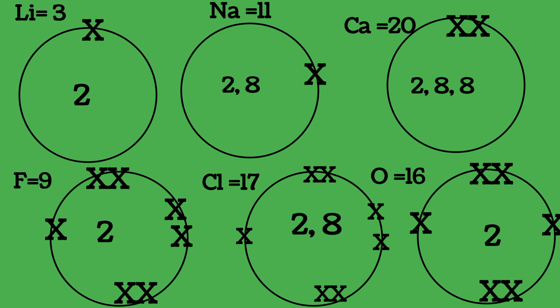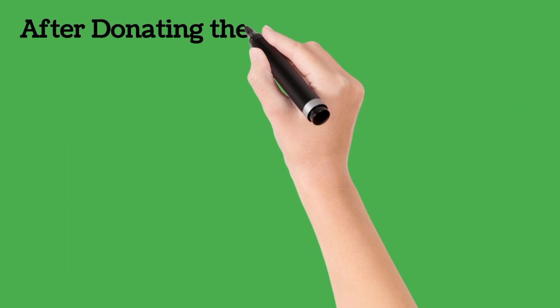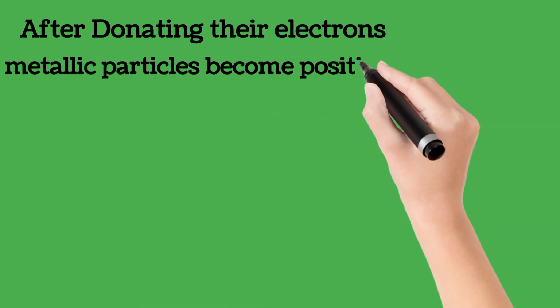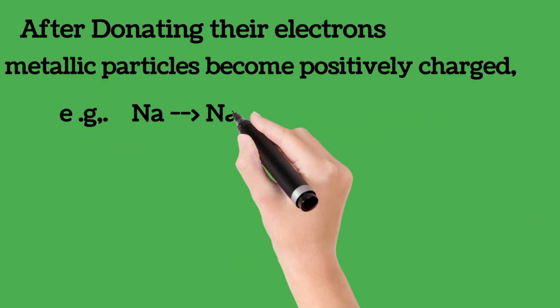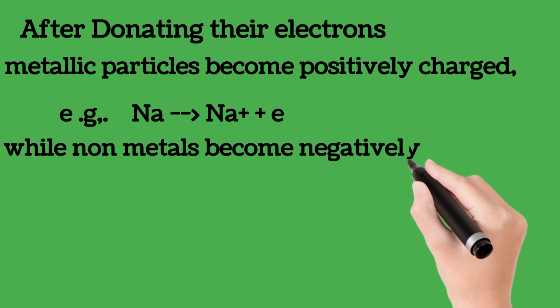O2 minus. So in all of this, this is what happens. If you have less than 4 electrons, you prefer to give out electrons. If you have more than 4 electrons, you prefer to accept what? Electrons.